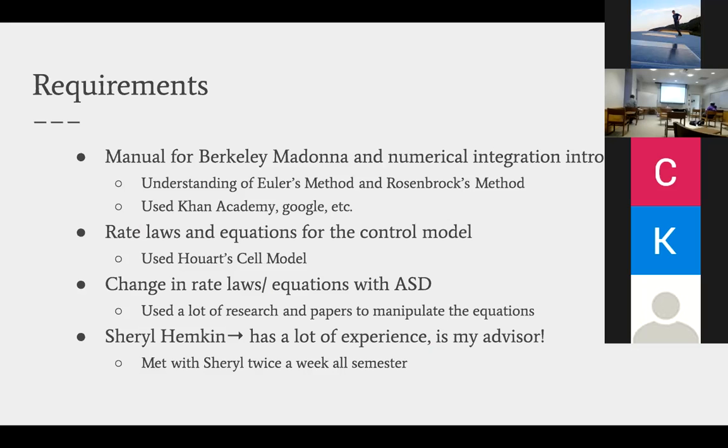My requirements were all of the Berkeley Madonna manuals, the Hurt cell, which I'll talk about later, and a numerical integration introduction. All of this was very new to me at the beginning. Now I have a much better understanding, which is a good thing, but it was a big deal. I had to use Khan Academy, Google, all that to learn all these new equations, and the Berkeley Madonna software is simple, but I did have to learn it, of course.